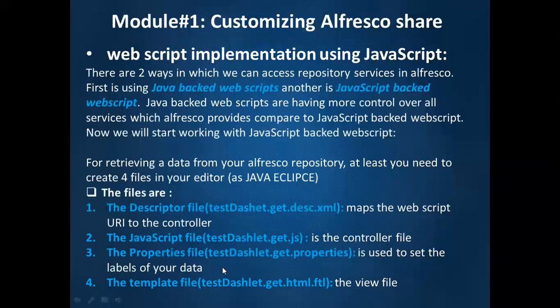The properties file, ID name .get.properties, is used to set the labels of your data. So we use the properties file only for setting the labels for our data. We will see how the file looks. Now let's move to the template file. This is its name and extension. The template file is the view file or the response file, as we know from last time.